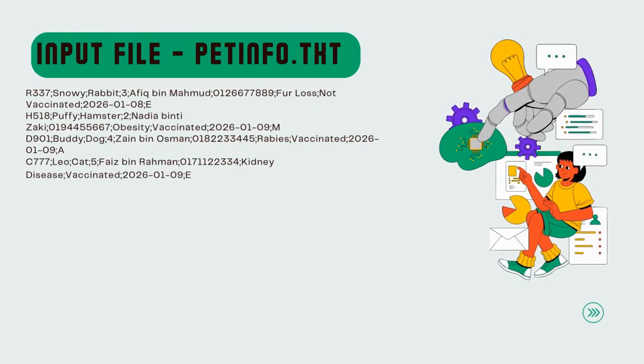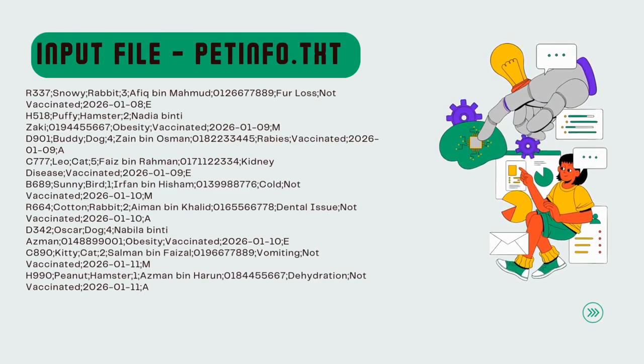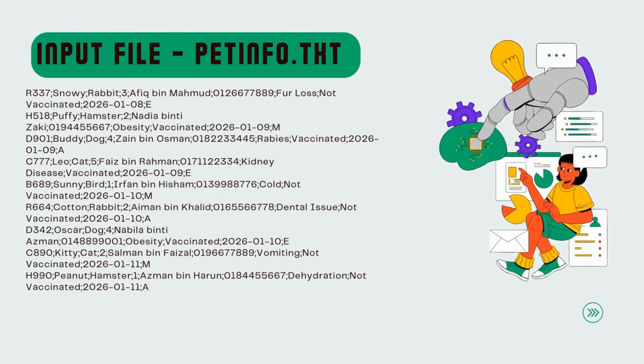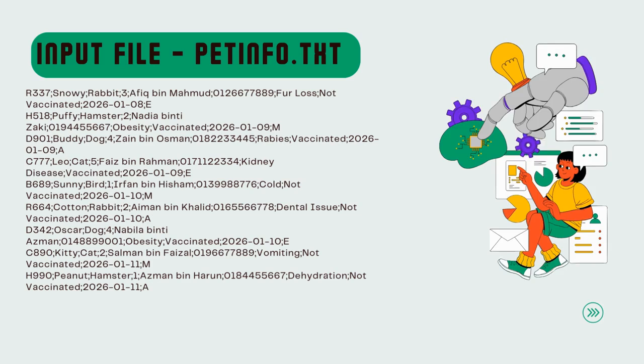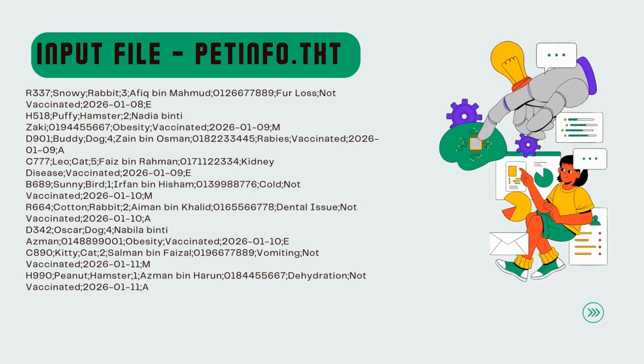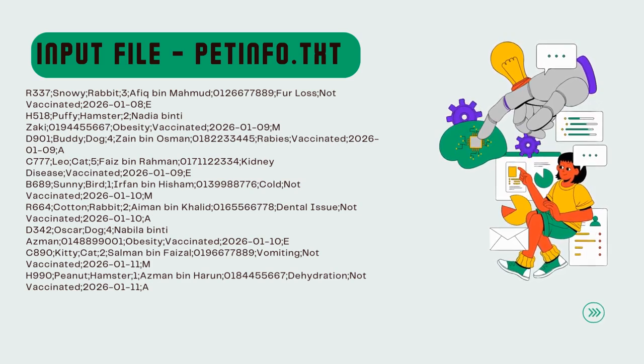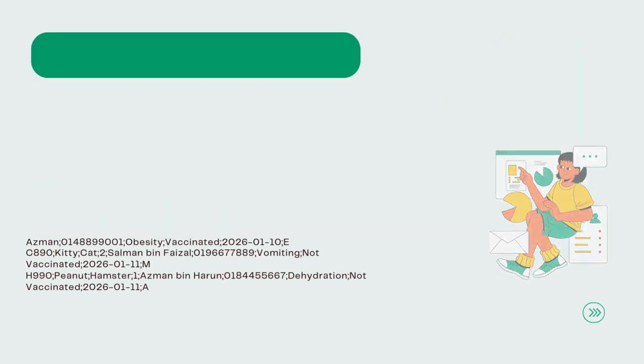Next, this is a sample of the input file named petinfo.txt. The file contains pet appointment data that will be read by the system. Next, we will look at the coding used to process this file.